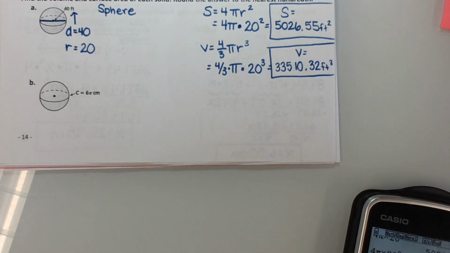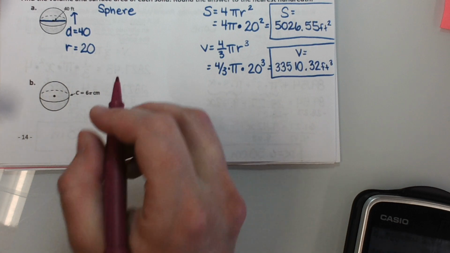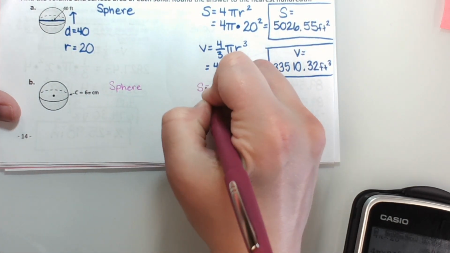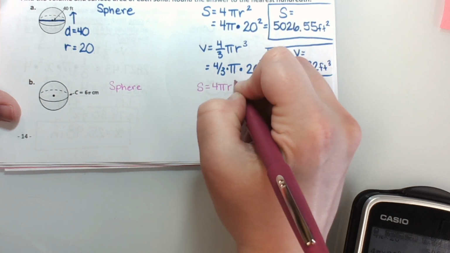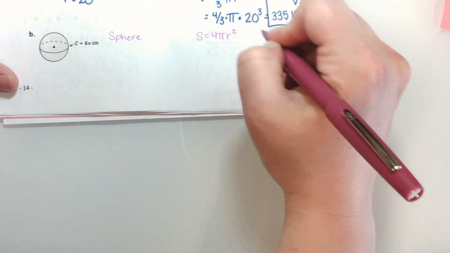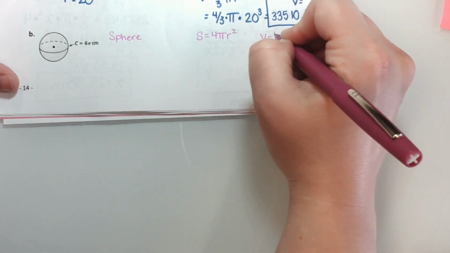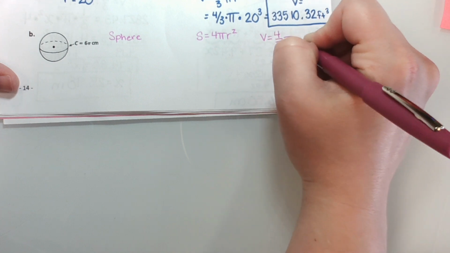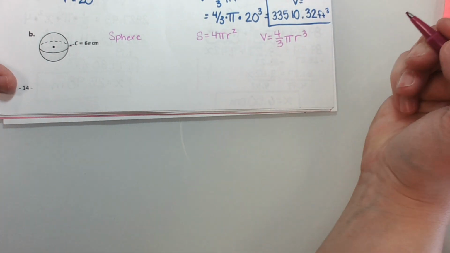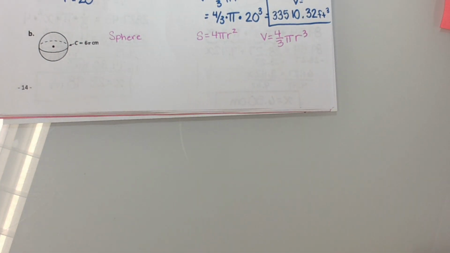Okay. Anyway, second problem here. Also a sphere? Yes. Which means I've got those same formulas. Surface area equals 4 pi r to what power? 2. And volume is 4/3 pi r to what power? 3. Cubed. Key thing I need is radius. Do I have my radius?